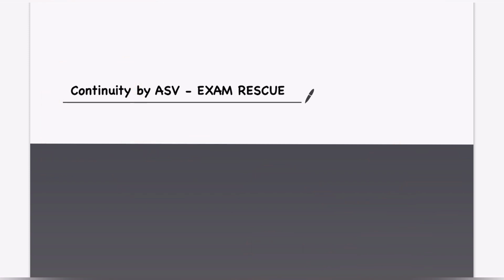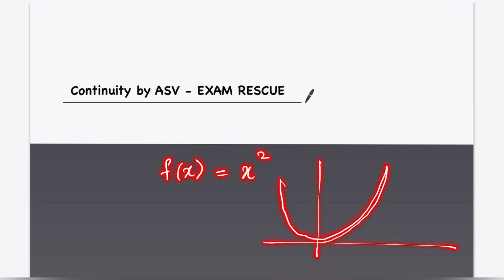Okay. So if I give you a function, let's say for example a parabola, you know that the graph of a parabola looks like this. You see that the graph of f(x) = x² does not break at any point. So you know that this function is continuous at every point. So that gives us an intuitive answer.